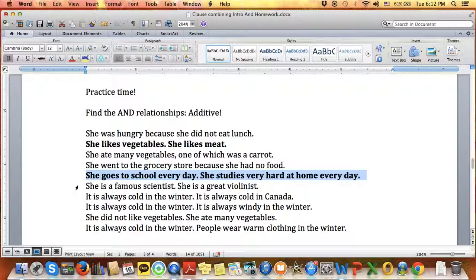Good. How about this one? She is a famous scientist. She is a great violinist. Ding, ding, ding. Here's another one. Back to back. These two, same deal. We have one focus, two predications in each case.